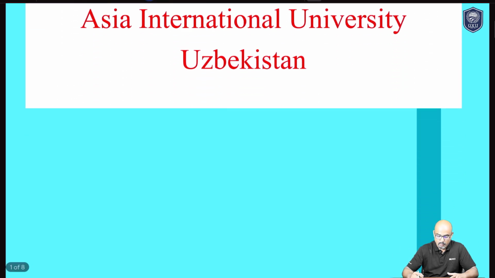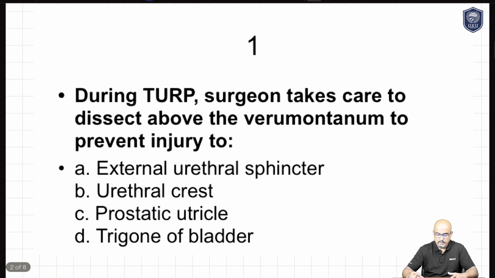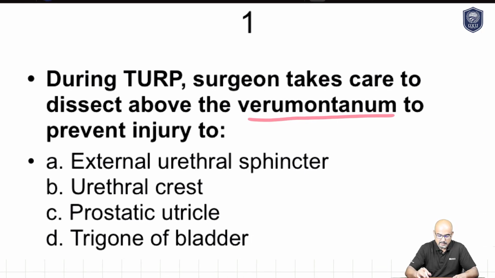So today's topic of discussion is surgical anatomy of prostate. Let's see this question here. This is a very interesting question. This question asks about the precaution you should take during the TURP procedure. So why the surgeon should not dissect below the verumontanum? This is the question you have been asked. Okay. So to understand this question, the answer is here: external urethral sphincter.